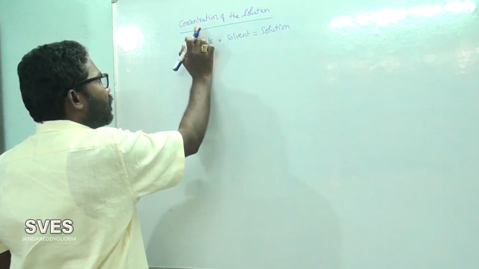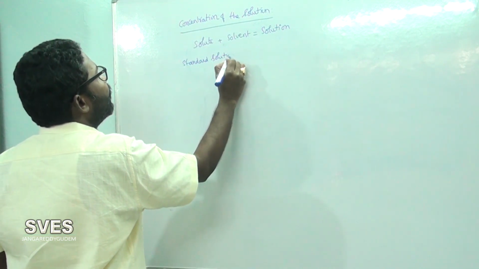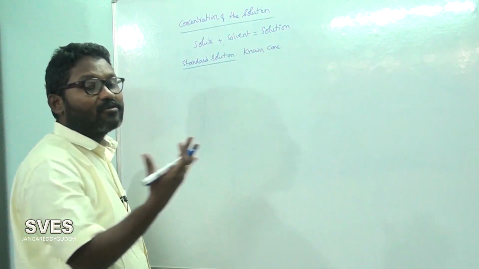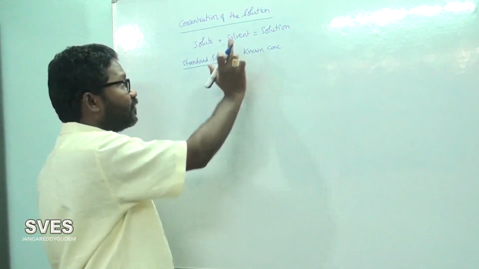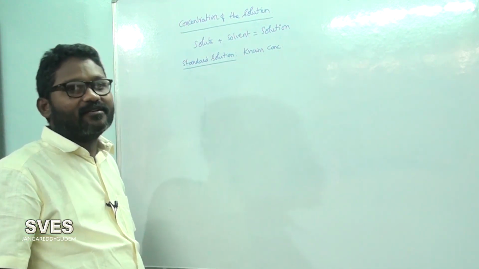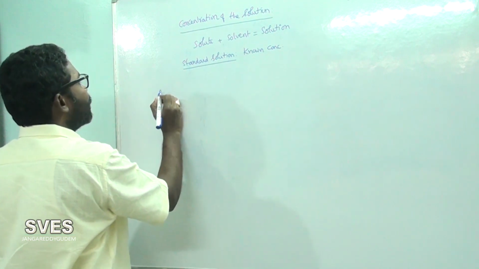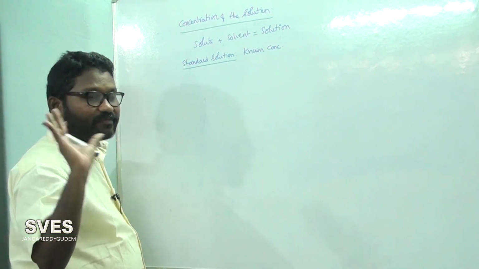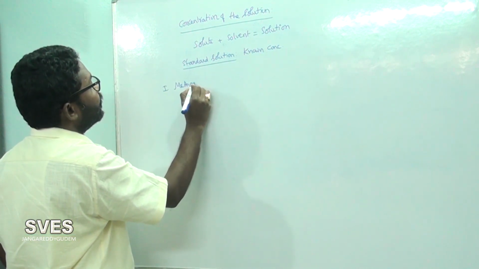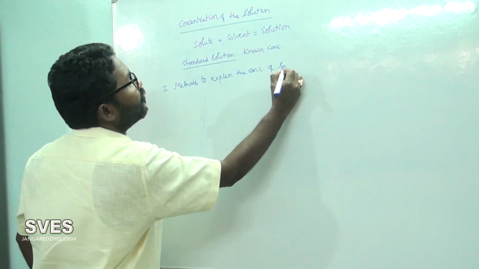A solution prepared with a known concentration is called a standard solution. What is a standard solution? A solution of known concentration. Known concentration means the quantity of solute is known, the quantity of solvent is known. Therefore, a solution of a known concentration is called a standard solution. Now, the first topic of this chapter, that is methods to express the concentration of solution.